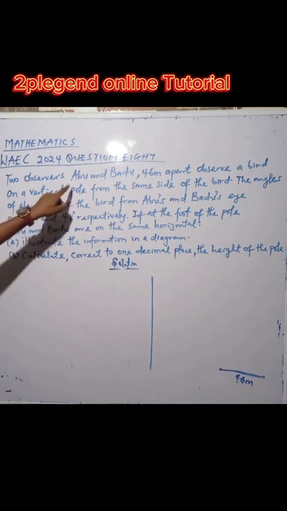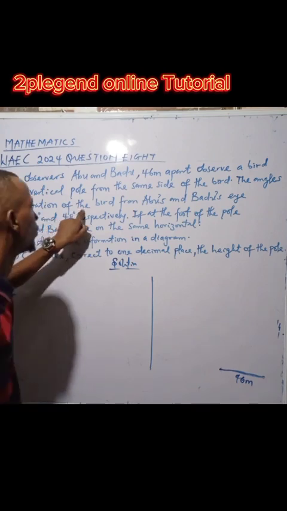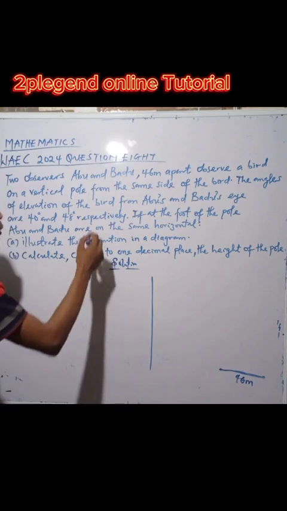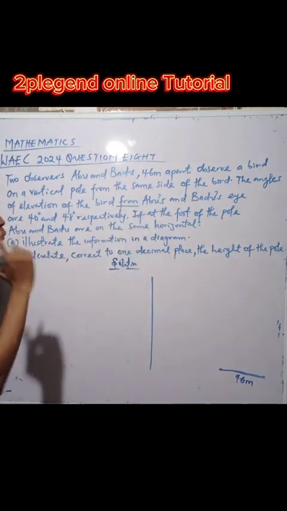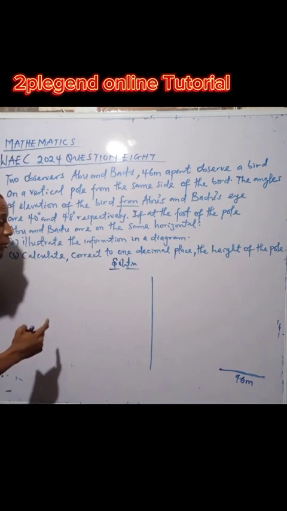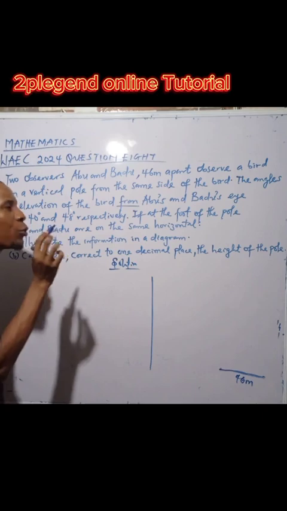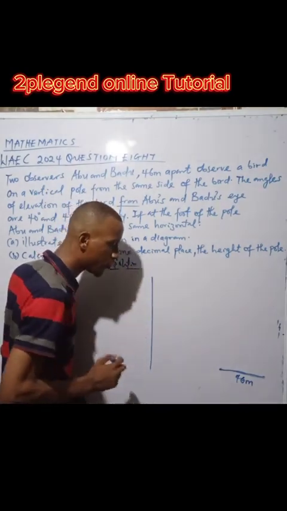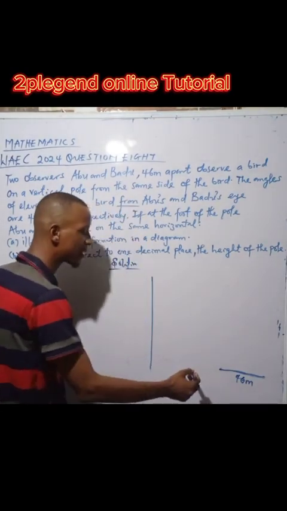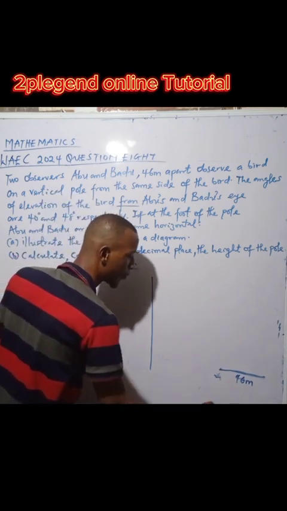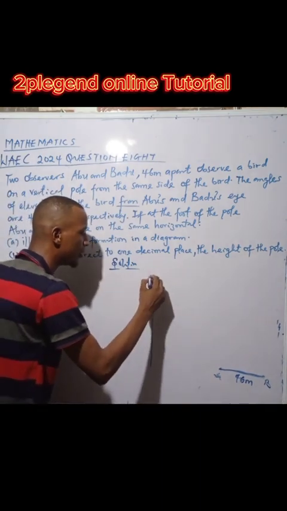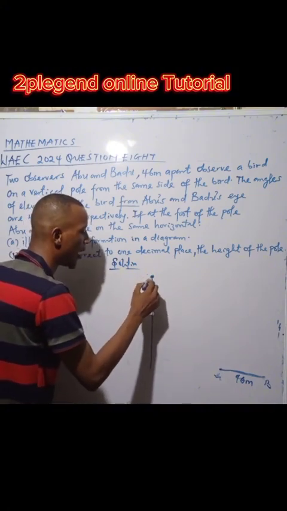We were made to understand the angle of elevation of the bird from Abu's and Badu's eye. Now, when you see the word from, it simply means your starting point. Now, if you are not careful enough, you may be confused. You may decide to start Abu here and Badu here. Now look at something here. This is where the bird is. So let's put this place here as the bird. This is the point where the bird is.